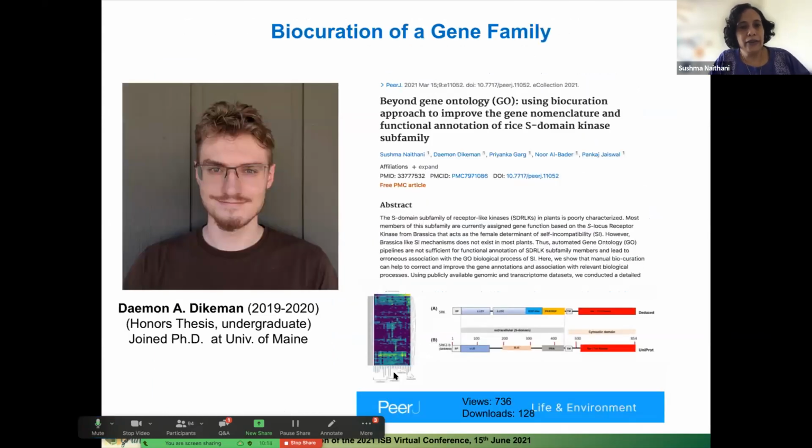So I also worked with another student, and he did some biocuration work with the gene family. I think especially the manual biocuration approach is more appropriate for biocuration of gene families, and I'll tell you why. Typically plants, I work with plants. Plants have a lot of gene duplications and polyploidy events. So we have large gene families in plants, and not all the genes are well characterized.